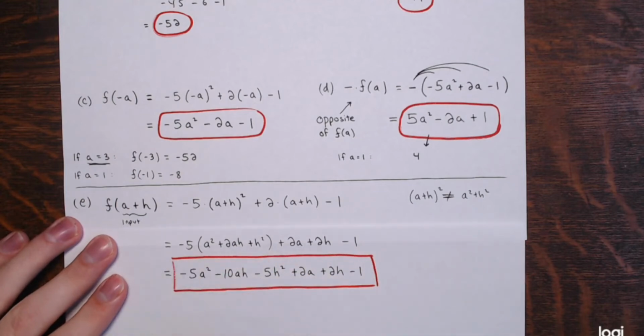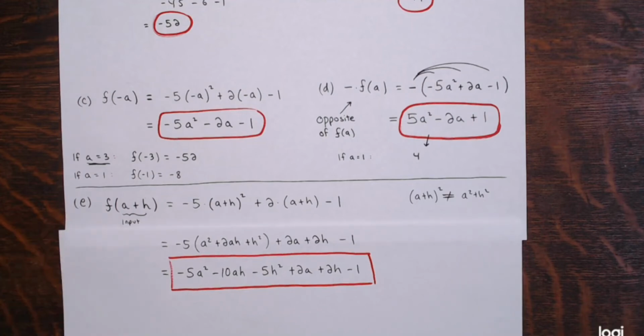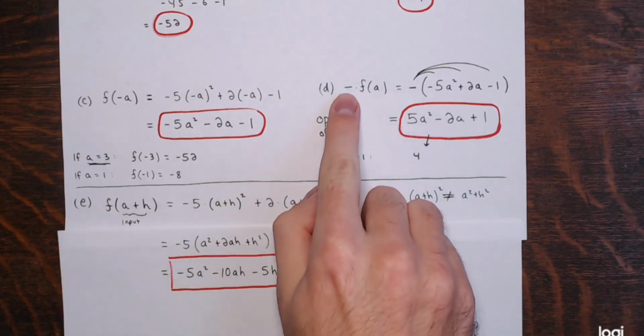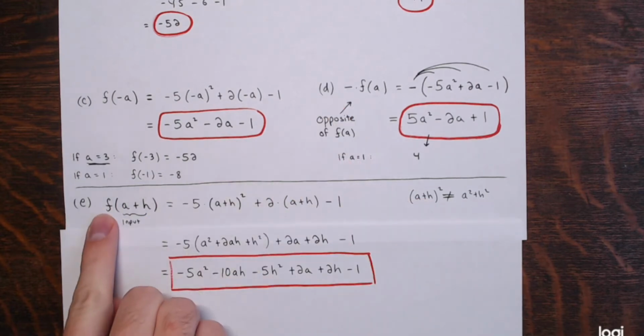Alright, so look at what happens here. This still is representing the same function f. So inputs and outputs should be the same, right? It's still this same function f. It's not the opposite of f like part D was. It is still function f.